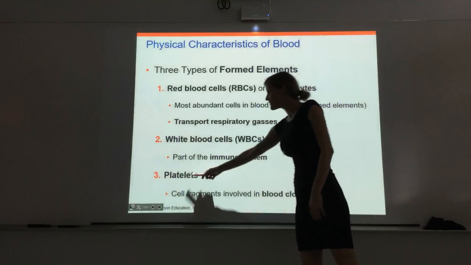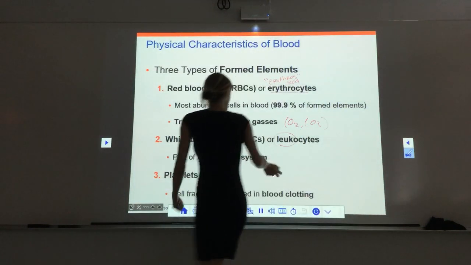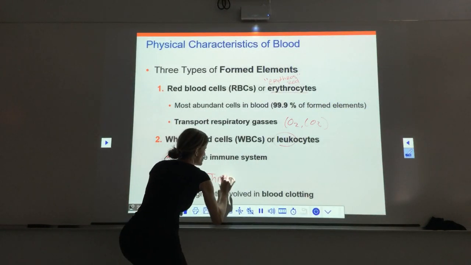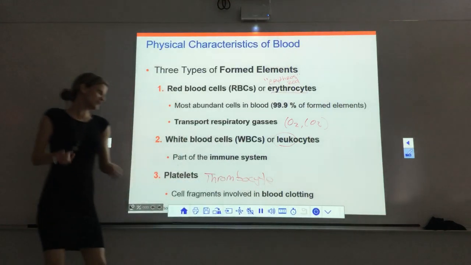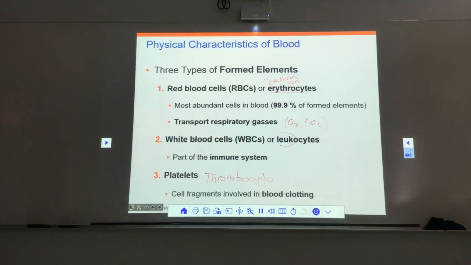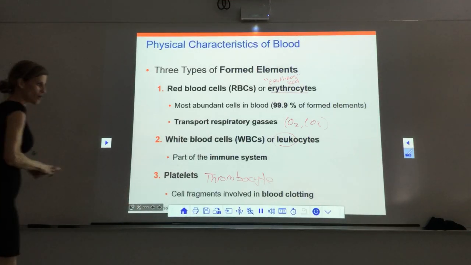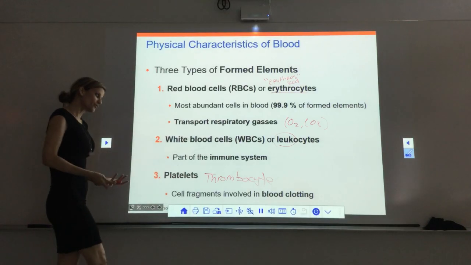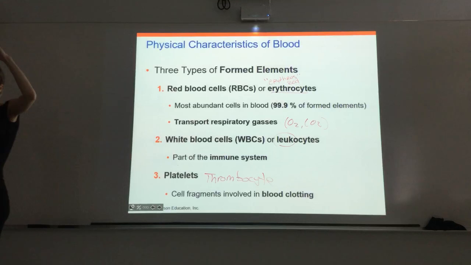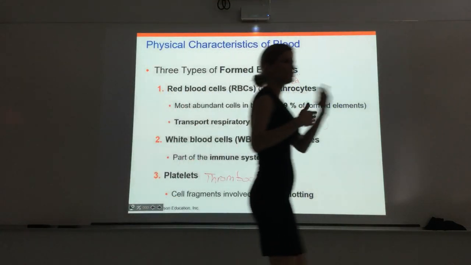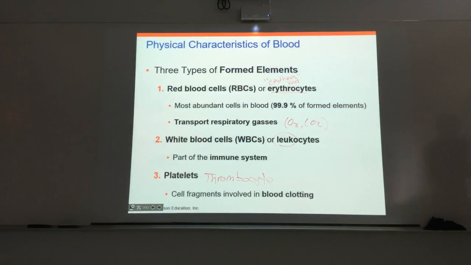And then finally, we said the last formed element was a platelet. I don't know why I didn't write this, but that's a thrombocyte. And the reason for that is it involves the activation of something called thrombin. Again, we'll talk about that a lot when we talk about clotting. But platelets or thrombocytes are those little cell fragments. They're like little envelopes that pinch off of a bigger cell, and they're involved in blood clotting. So they include a lot of clotting proteins and enzymes that get activated in order to start the whole clotting cascade.